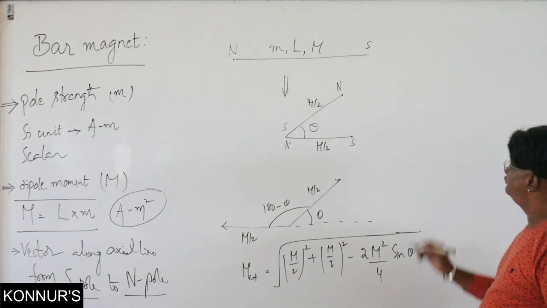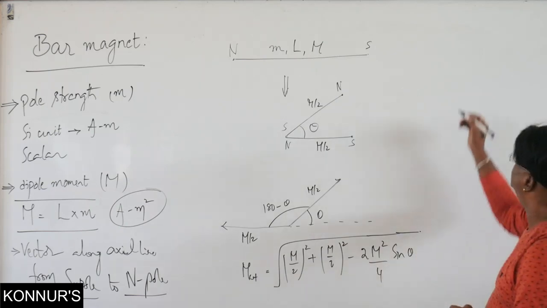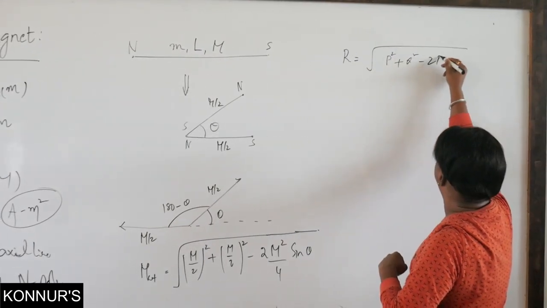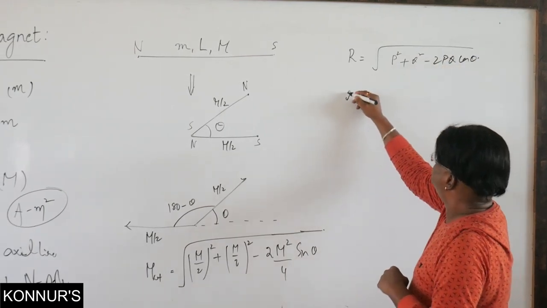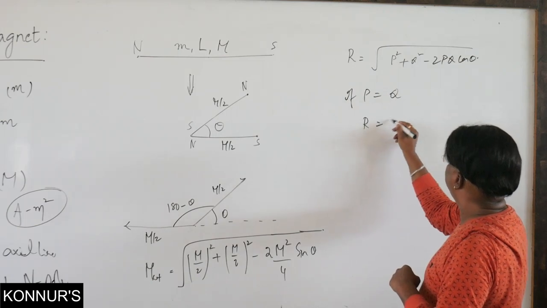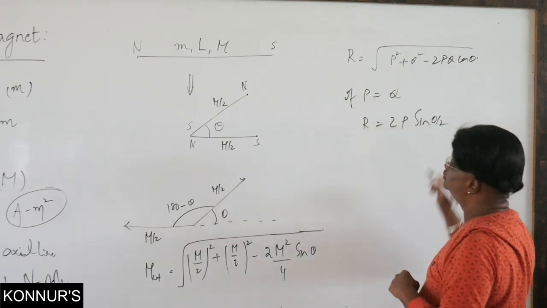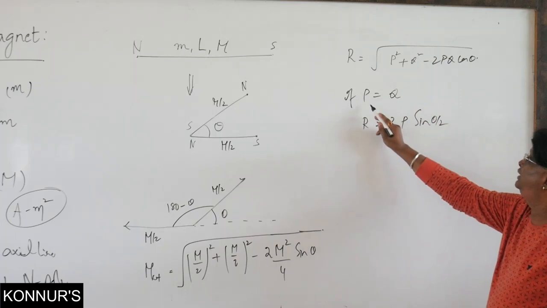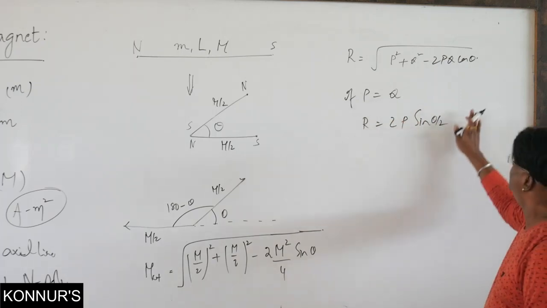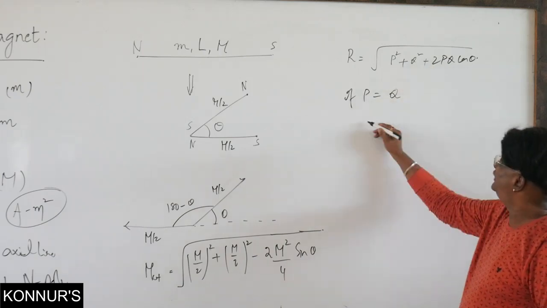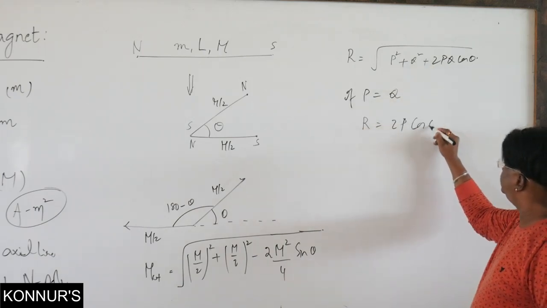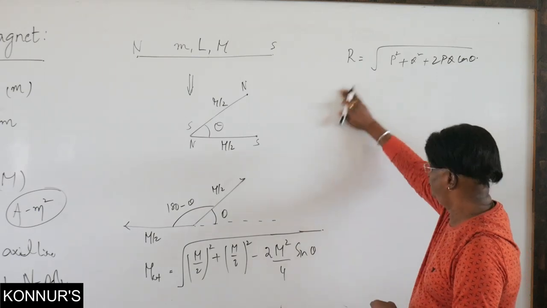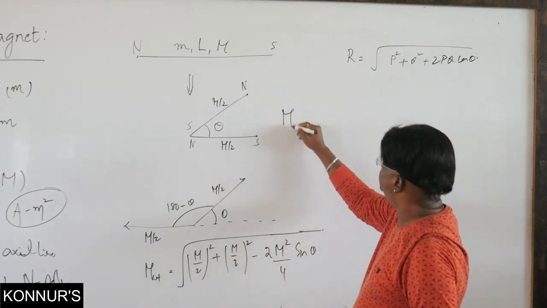Now for that simplification, we always know that, since the time has come, I'm telling you: supposing R is equal to root of P square plus Q square minus 2PQ cos theta form we have taken. If P is equal to Q, R is equal to 2P sine of theta by 2. Supposing if it is plus, then the result R is equal to 2P cos of theta by 2. That substitution is for quicker use, I am telling you. Using that expression here, what is the net magnetic moment we are getting?